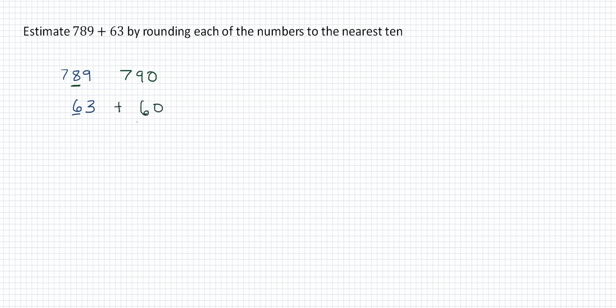And then we can add the numbers together. 0 plus 0 is 0. 9 plus 6, we have 15, so we write 5 here and we bring 1 up here. 1 plus 7 is 8. So that's what we mean.